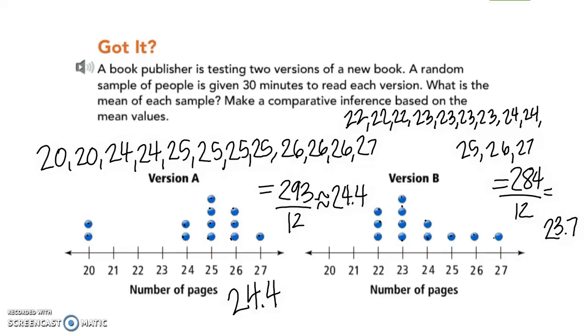would we expect to be able to read more pages of? We would expect to be able to read more pages of version A based on the mean. The mean is slightly bigger. That means that we can read more pages of version A is our guess.